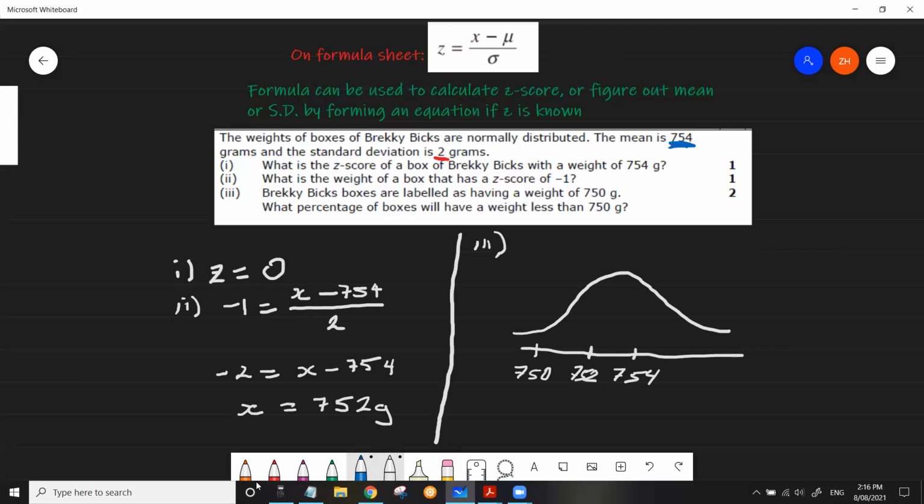Now, if I go 2 to the right as well, just to keep that balance, we know that as we go out 2 standard deviations, we have our 95%. So if we're looking at the less than part over here, using our symmetry, we'll have 100 take away 95 to give us our 2 sides of that, dividing it by 2 just to give us the left. So that's going to leave us with 2.5%. Will be less than that 750 grams.